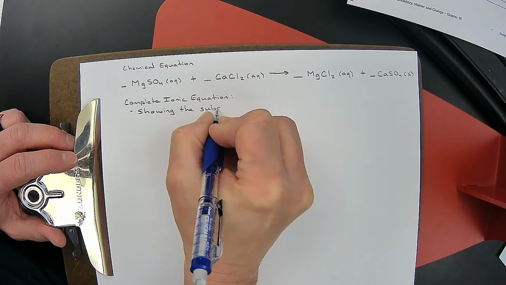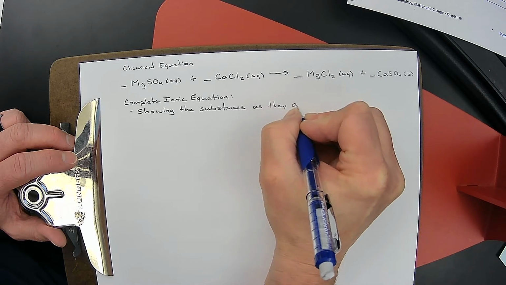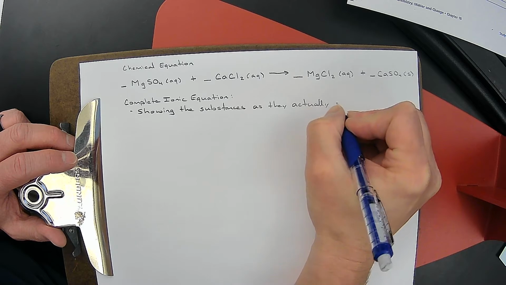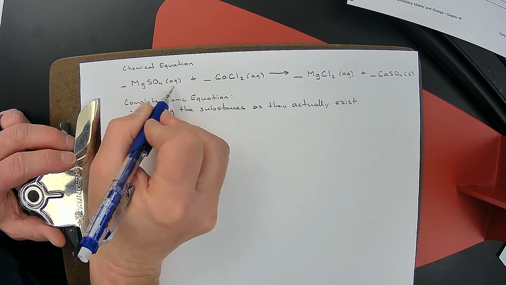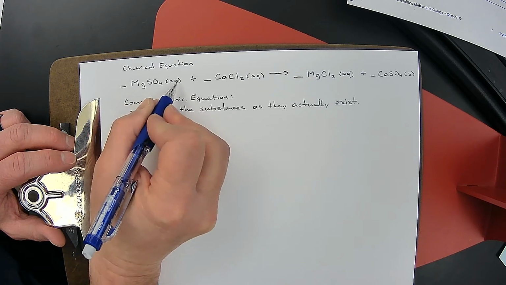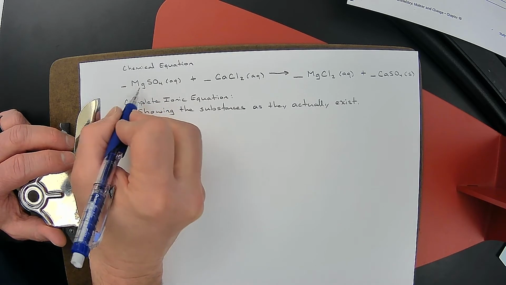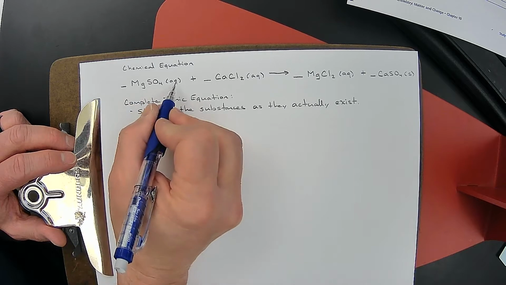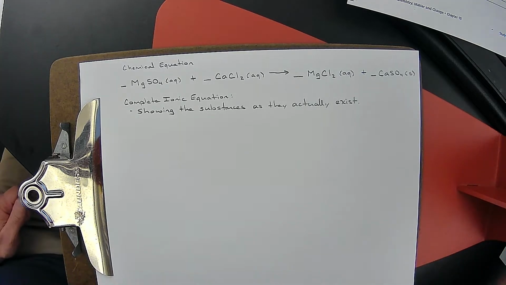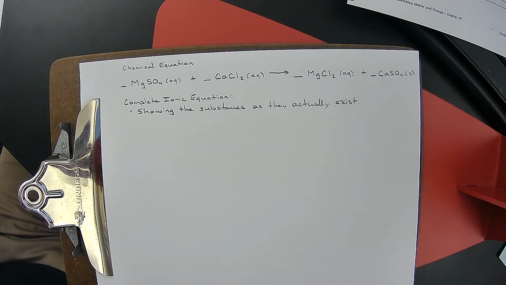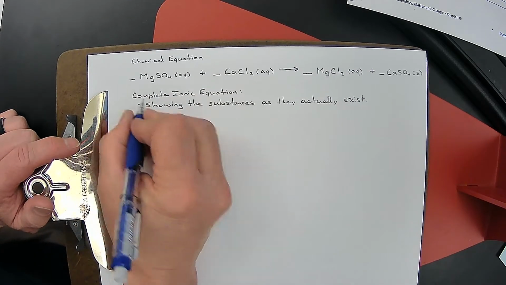Showing the substances as they actually exist. So what that means is here we're writing MgSO4 as an aqueous solution, but we know if it's an aqueous solution, it really isn't together as MgSO4. It's broken up into its individual ions. The definition of aqueous solution is that it has been placed into water and it has dissolved. So this really isn't MgSO4.